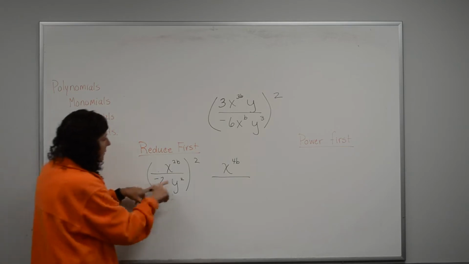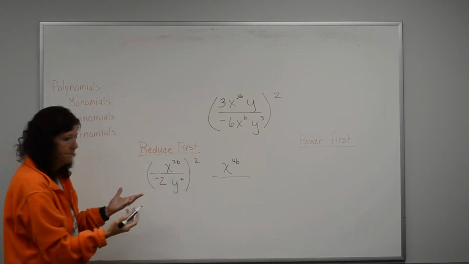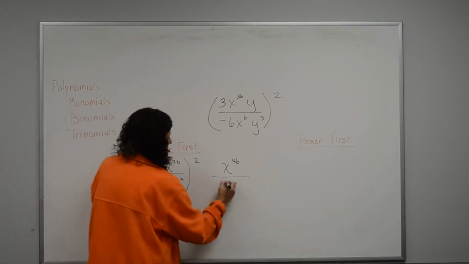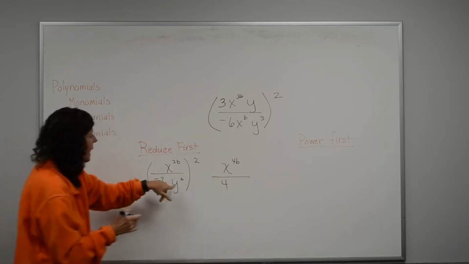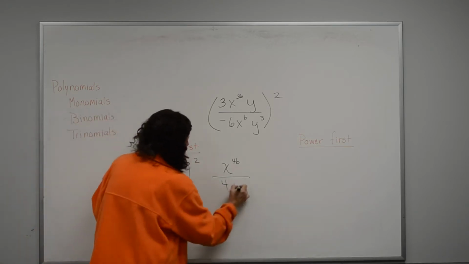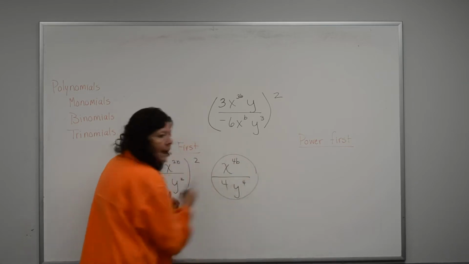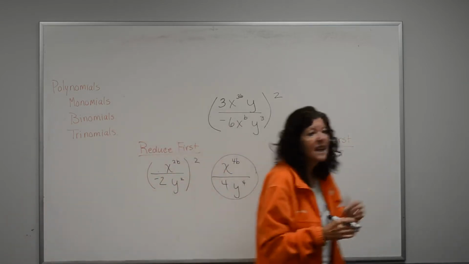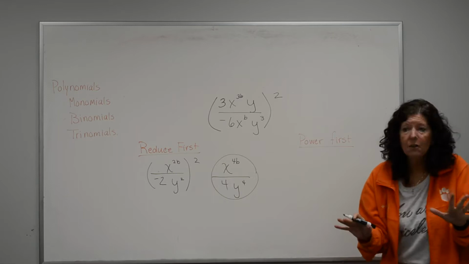I have to square my negative 2, so what does that give me? Should be a positive 4. Okay, and then I've got the 2 times 2, so I have that. Now, let's say I did the power first, which you can do.